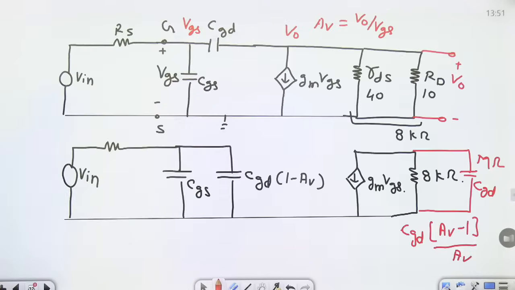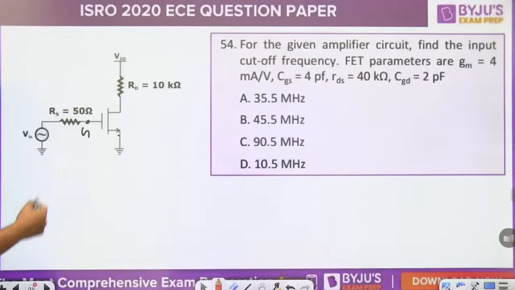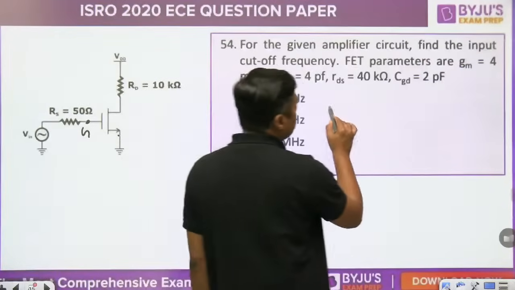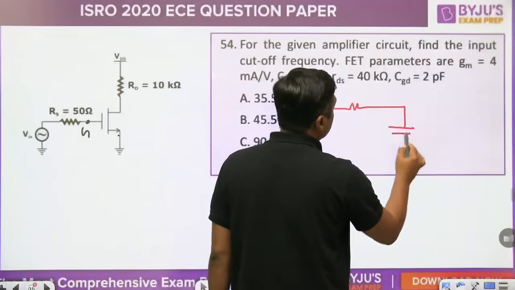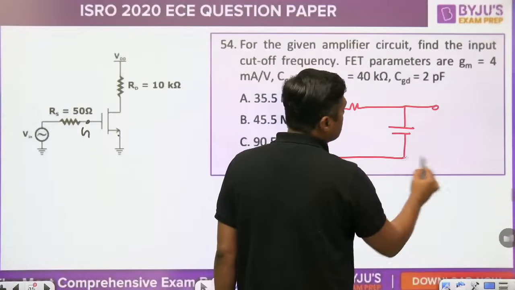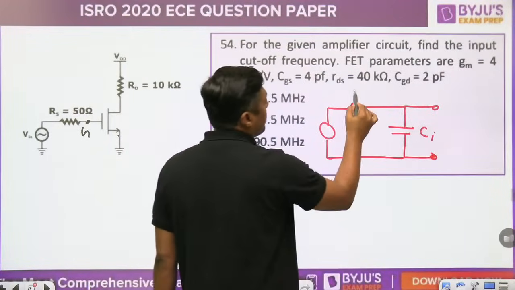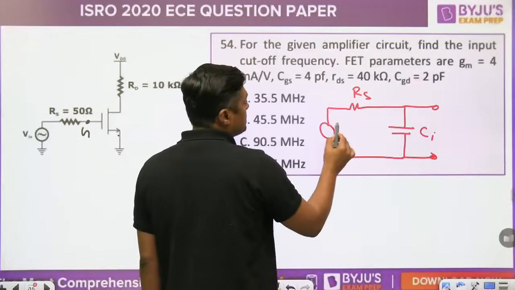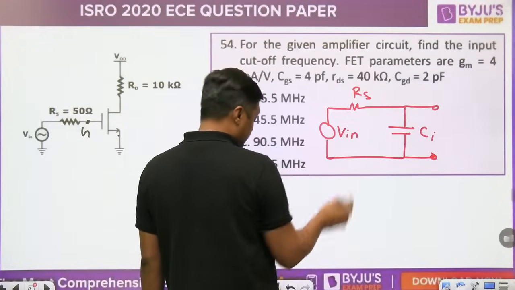Now, once you get the input capacitance, what is the cutoff frequency? Just like an RC circuit, tell me whether it is a high pass RC circuit or a low pass RC circuit.